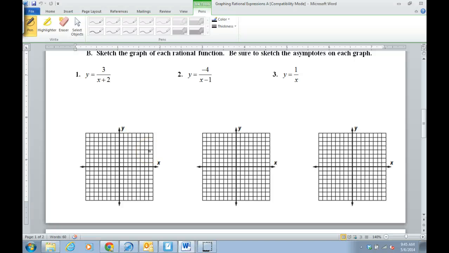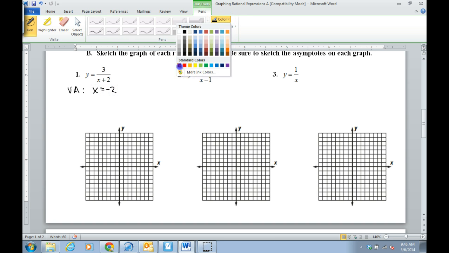So for number 1, the first thing you need to ask yourself is, what is the vertical asymptote? We're only looking at the denominator for this. Okay? So when we're just looking at the denominator, it's x plus 2 equals 0, right? So what's my vertical asymptote going to be? Negative 2. So I'm going to put an asymptote at negative 2 right here.